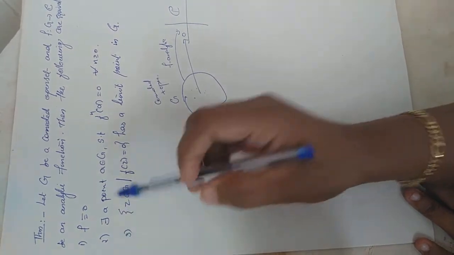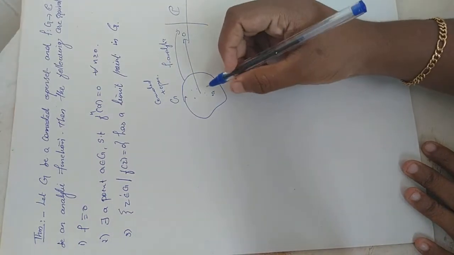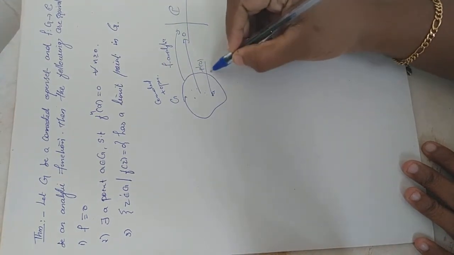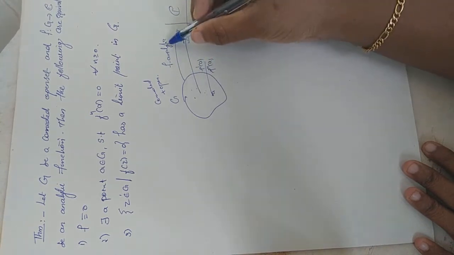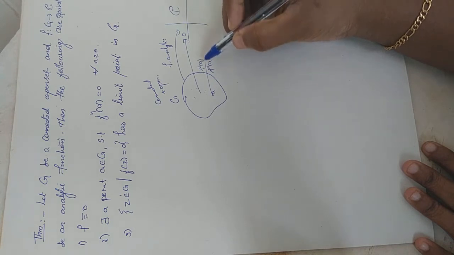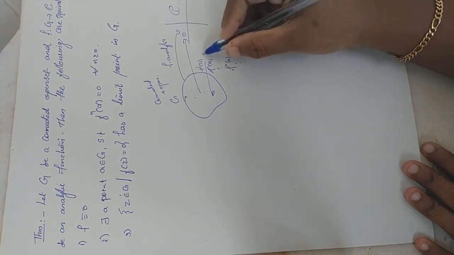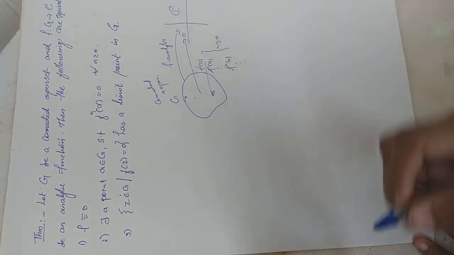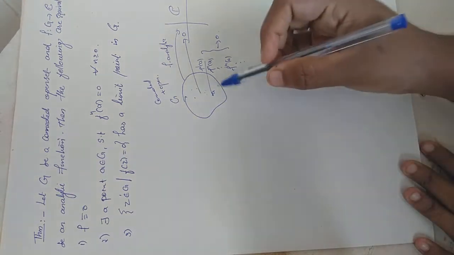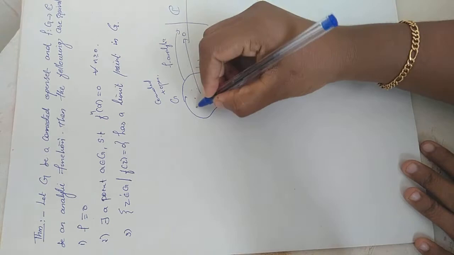The second statement says that there is a point A in G such that when you consider f dash of A, f double dash of A, since the function is analytic, we can find all the derivatives because it is infinitely differentiable. So f dash of A, f double dash of A, and so on, the nth derivative of A, and so on, all map to 0.